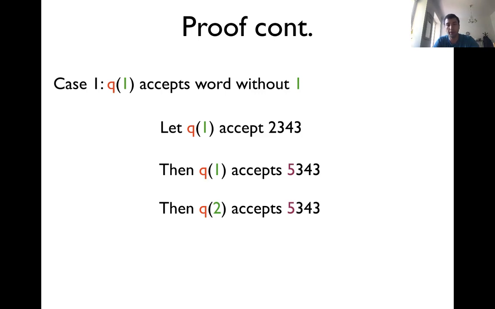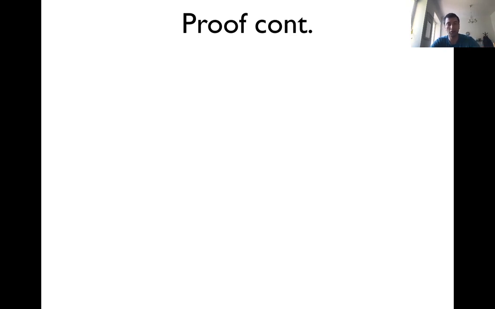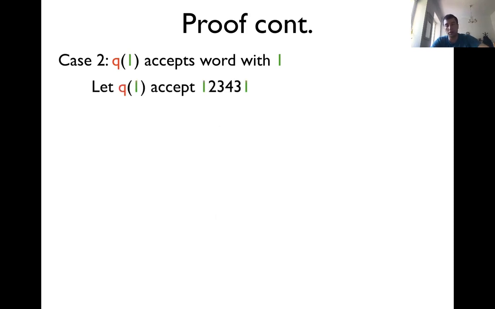So actually we have 2 runs, so for some word like the prefix which leads to the configuration C, and then 5343. So this is a contradiction with unambiguity. So this cannot happen. Okay, so let's consider case number 2, that Q1 accepts some word. So what I mean, some word is accepted from Q1, leading from Q1 and finishing in the accepting location. So let's say that this word is 1, 2, 3, 4, 3, 1.